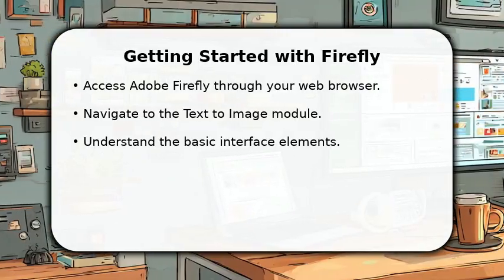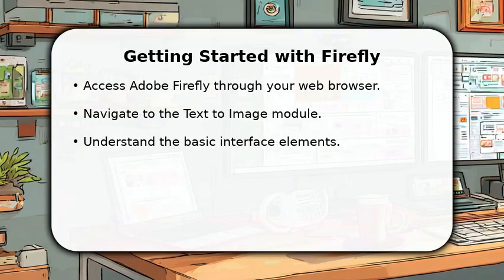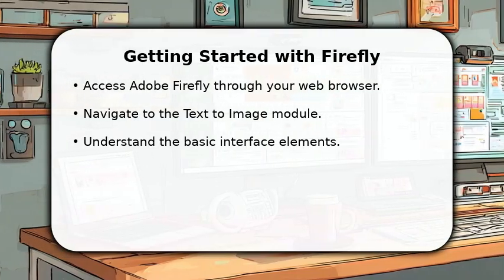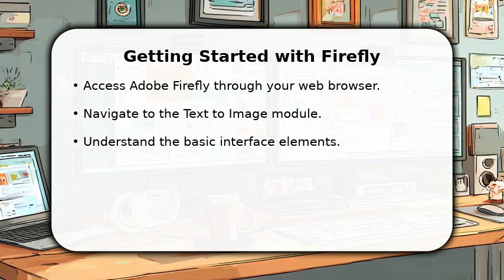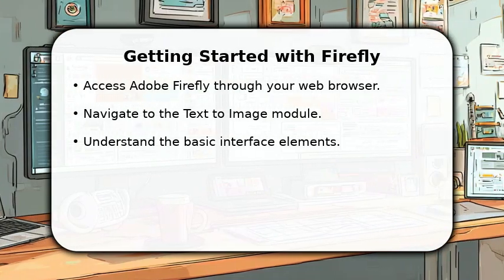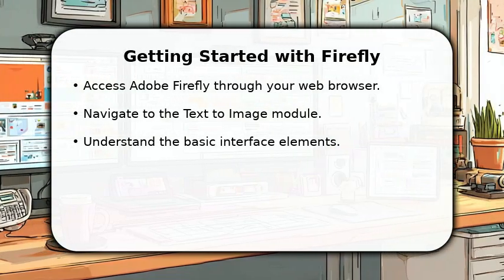In this video, I will explain how to use Adobe Firefly to generate images. To begin, open your web browser and navigate to the Adobe Firefly website. Once there, select the Text to Image module from the main menu. You'll see a prompt bar at the top and various settings on the side.